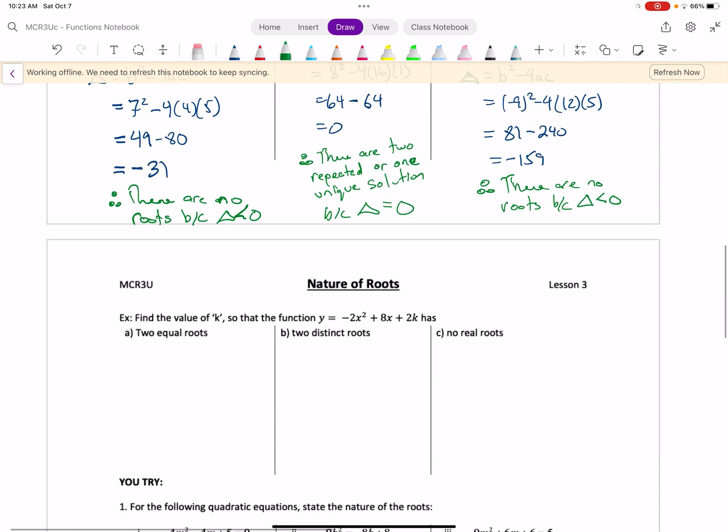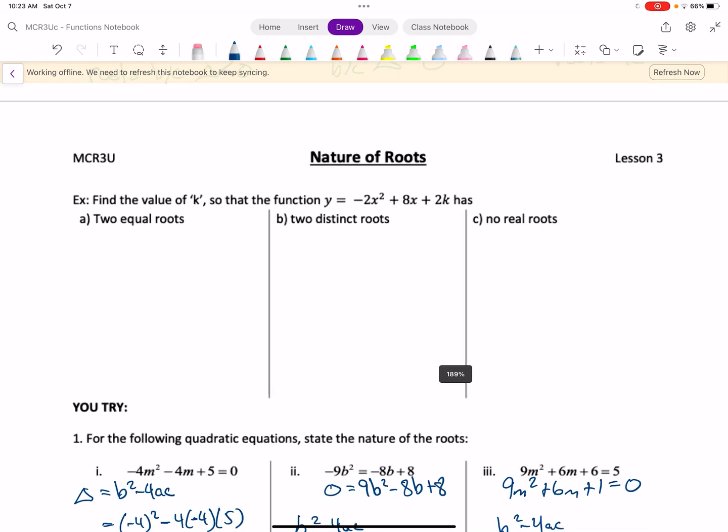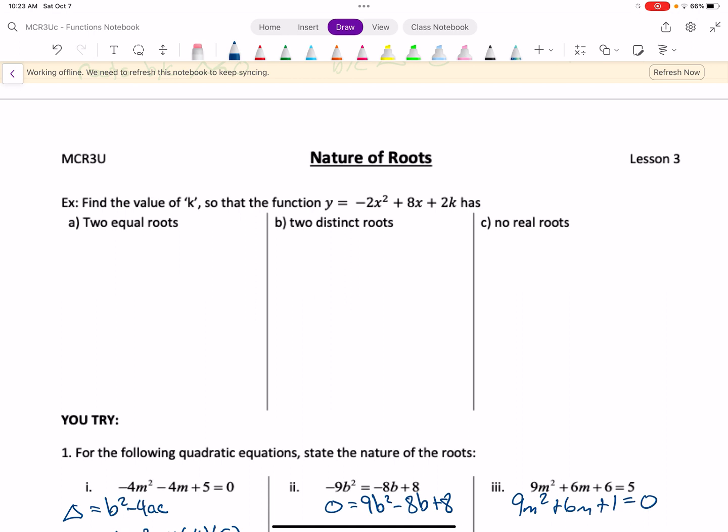Great. So let's see an example where you may come across this in some strange situation. It says, find the value of k so that the function y equals negative 2x squared plus 8x plus 2k has 2 equal roots. In this scenario, we're trying to figure out what number would make the parabola sit so that it has 2 equal roots, which is another way of saying one root, one solution.